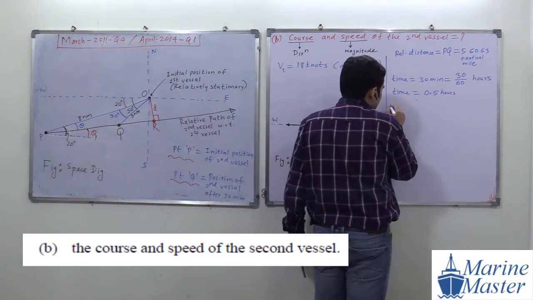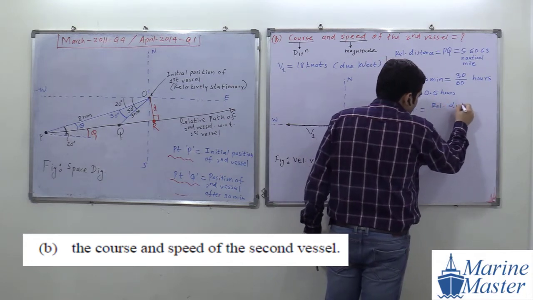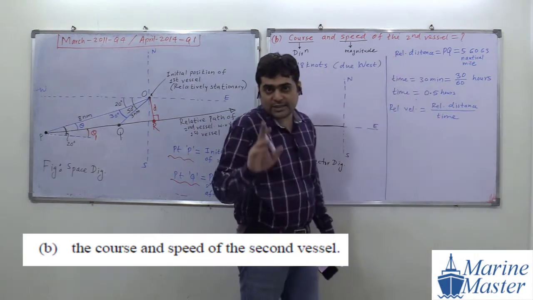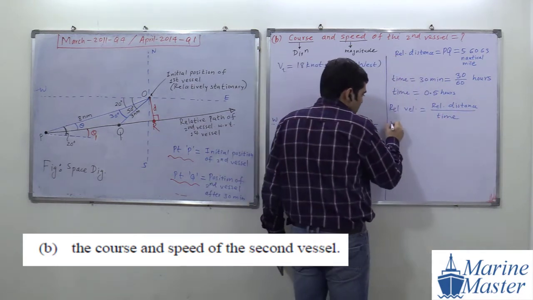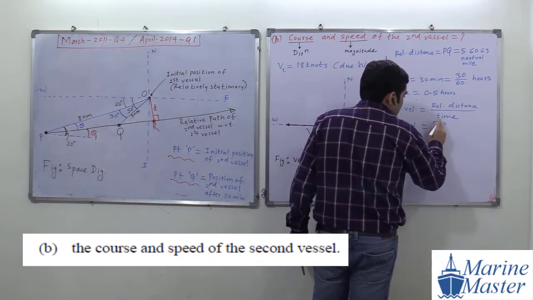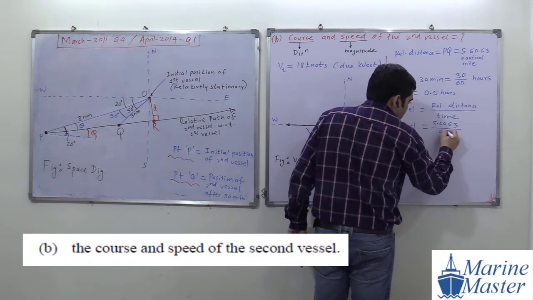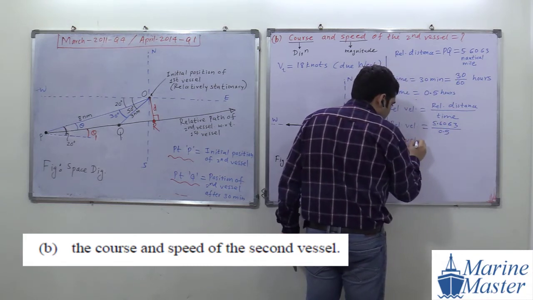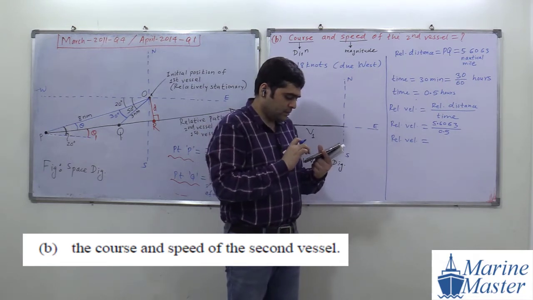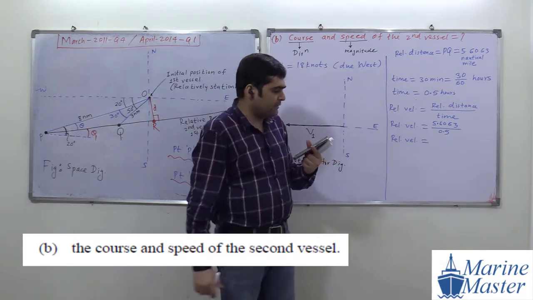From that, we will get the magnitude of relative velocity. Relative velocity means relative distance divided by time. Very important discussion. So relative velocity equals relative distance, 5.6063, divided by 0.5. So what will be the magnitude of relative velocity? Please everyone do the calculation with me. 5.6063 divided by 0.5, how much?